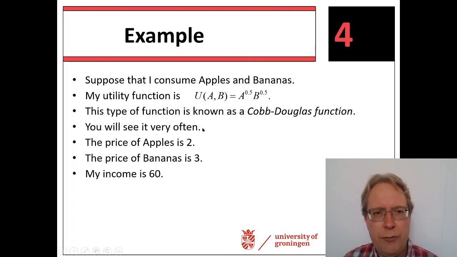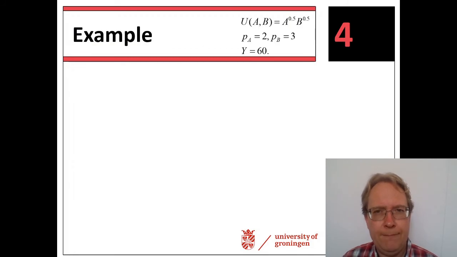Some more parameters for this problem. Suppose that the price of apples is 2, the price of bananas is 3, and your income is 60. Question: what is your optimal consumption bundle? What should I do, in other words? Okay, I can do that.